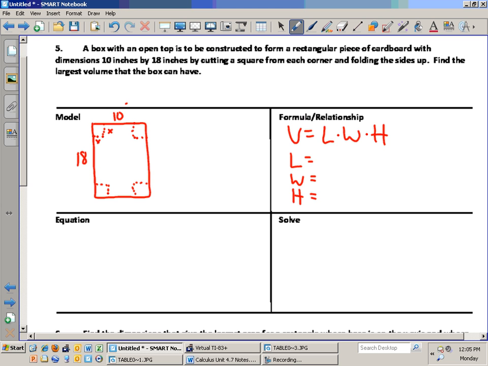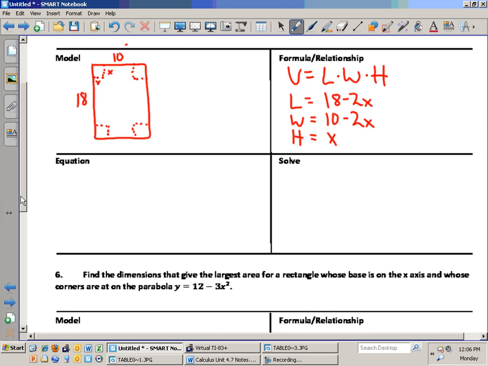So what is my length once I cut those squares off? 18 minus 2x. What is my width? 10 minus 2x. What is my height? x. Now, if I multiply all those together, that will be a formula for my volume, right? In terms of x. So x is my height because I fold it up. This probably shouldn't say equation. It should probably read function.